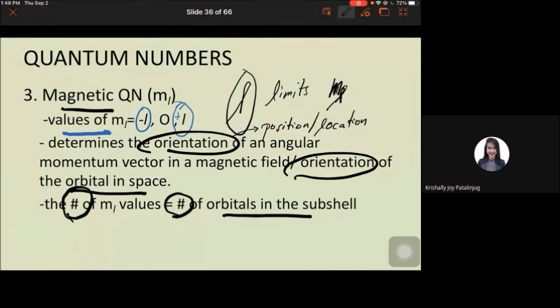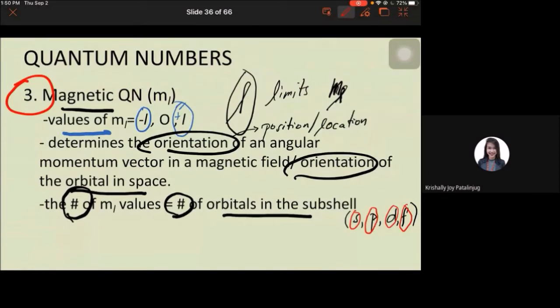then that is equivalent to the number of orbitals in the subshell. What are again examples of subshell? Apat yun. S, P, D, F. Para malaman natin kung ilan yung orbitals per subshell, we can use this concept of magnetic quantum number. How do we get again the values of M sub L? M sub L is negative L, 0, positive L.